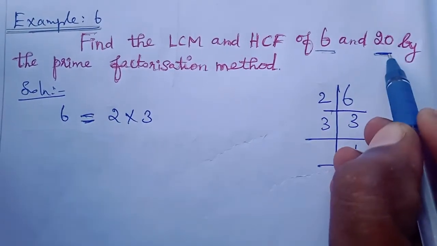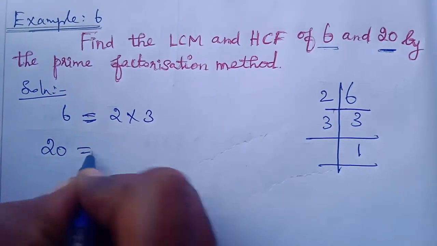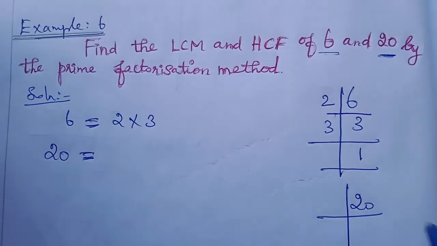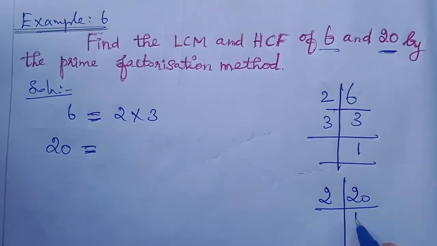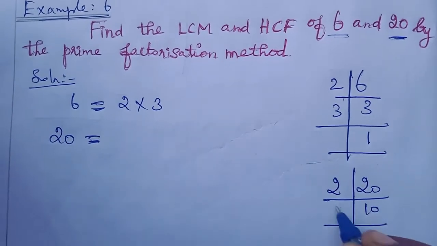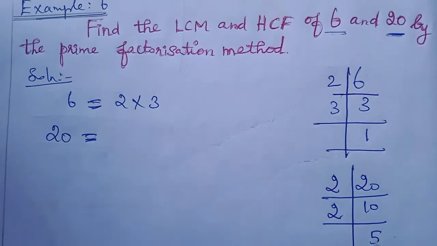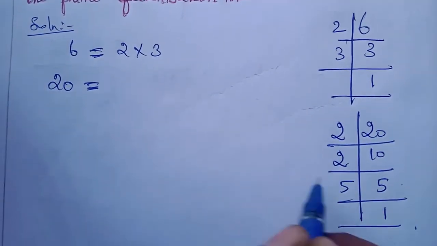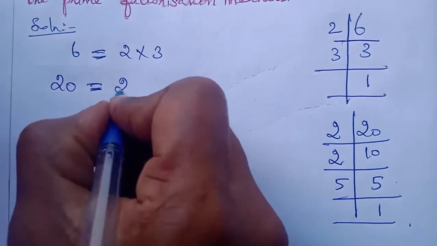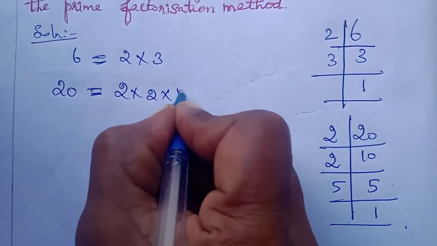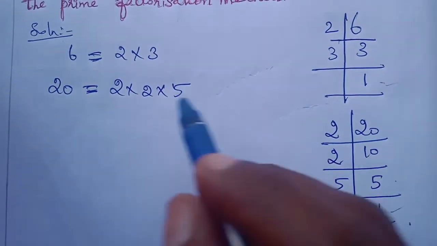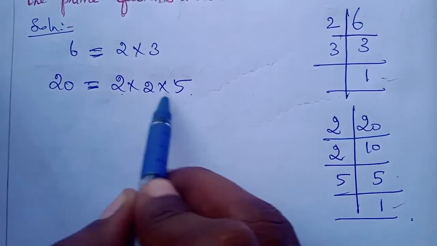Next one, 20. What are the factors for 20? Again you have to use the same method. Same, in the 2 table, 10 times it will come. Again 2 table, 5 times. Again 5 table, 1 time. That's it, right? So what are the prime factors for 20? Factors: 2 into 2 into 5. Yesterday itself I told you this one need not be written. So 2 into 2 into 5. These are the factors for 20.